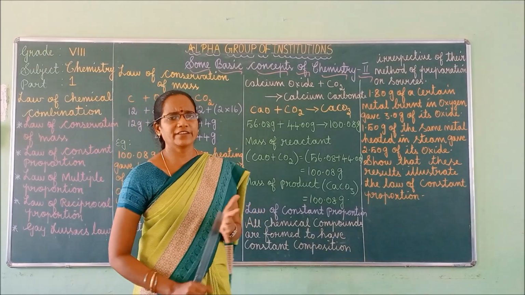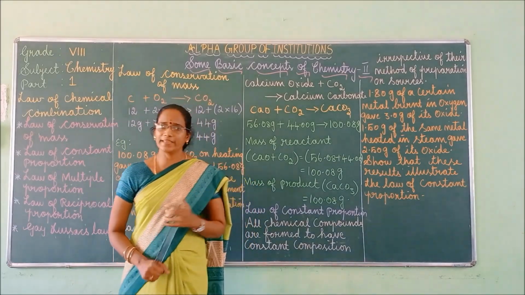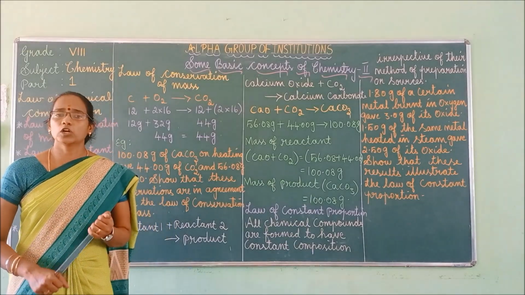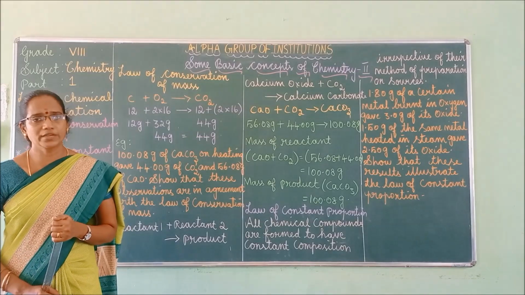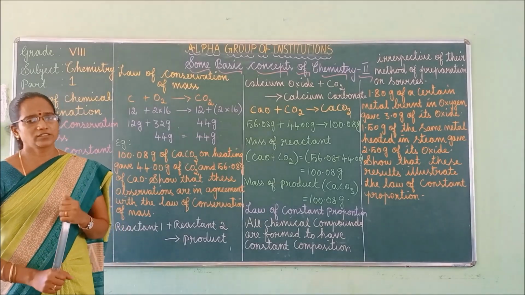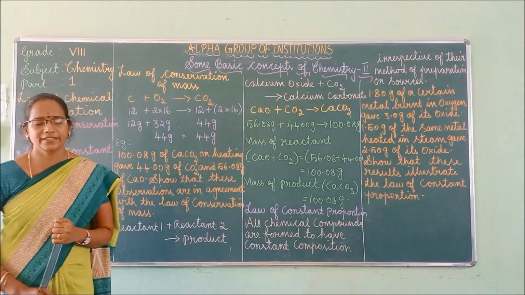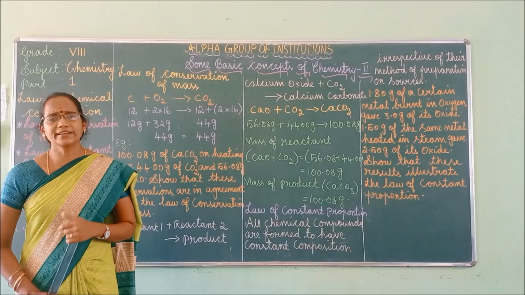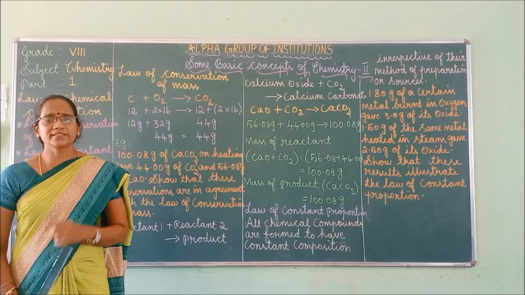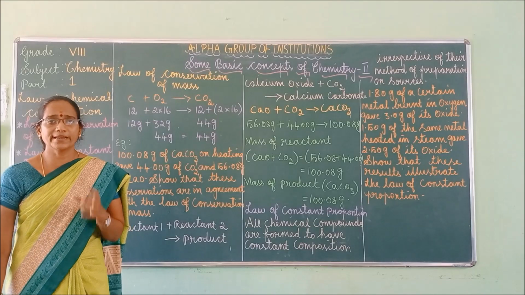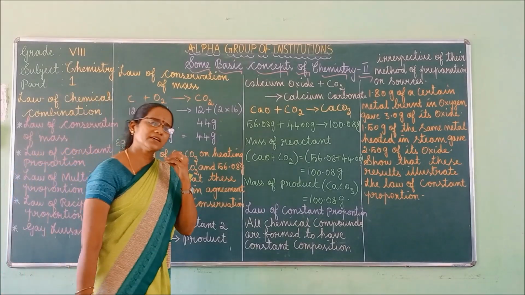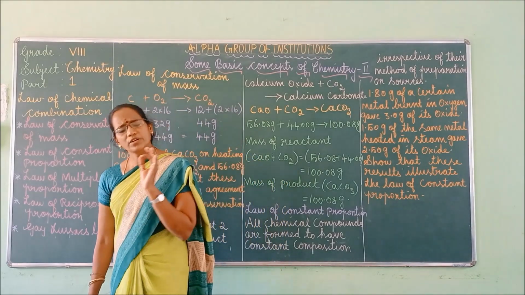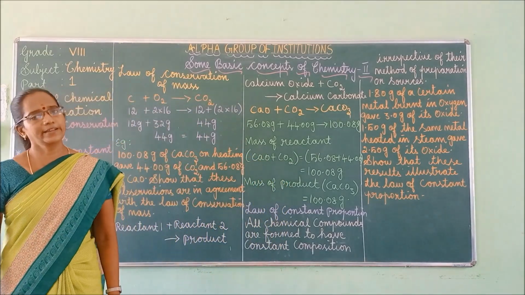What is the meaning of indivisible? Indivisible means cannot be divided, right? Atoms can neither be created nor be destroyed during a chemical reaction. This is also Dalton's theory. All the atoms of a given element are identical in all respects. Identical in the sense same, that is its size, shape, mass, everything. Atoms of different elements are different in nature.